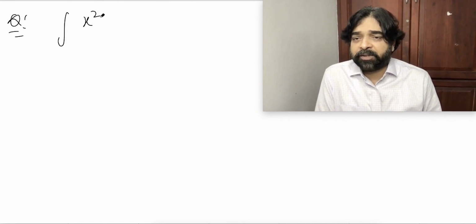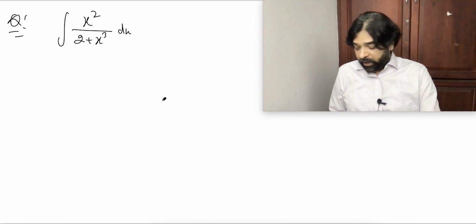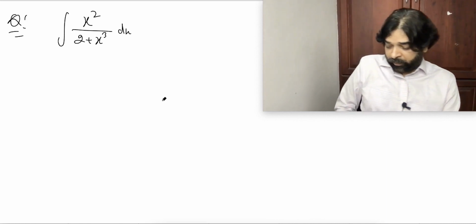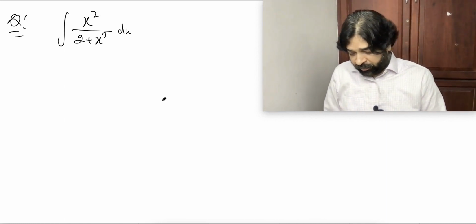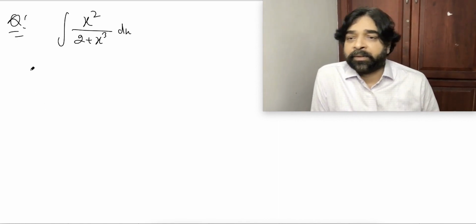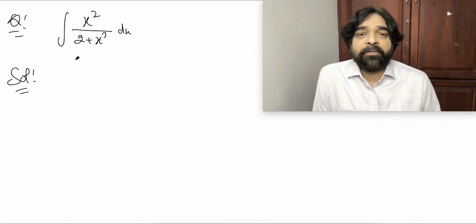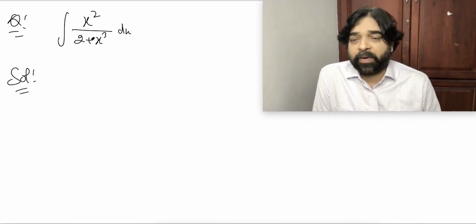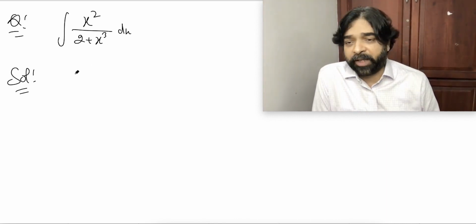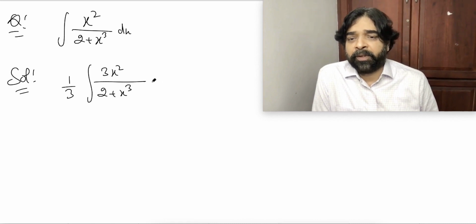When you do a good number of questions, you will understand better. Tell me, x square by 2 plus x cube dx. Can we do this question? Yes. How will you do? Differentiation of the denominator. What is that? 3x square. And 3 is missing. So 3 I can bring: 1 by 3, integration of 3x square divided by 2 plus x cube dx.